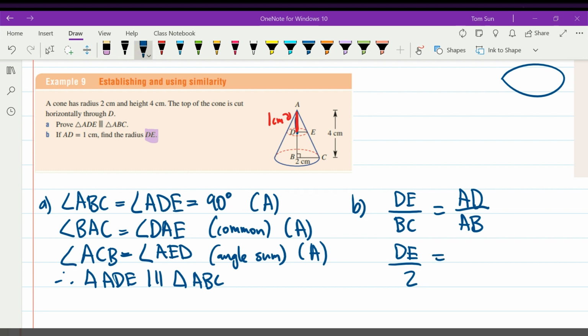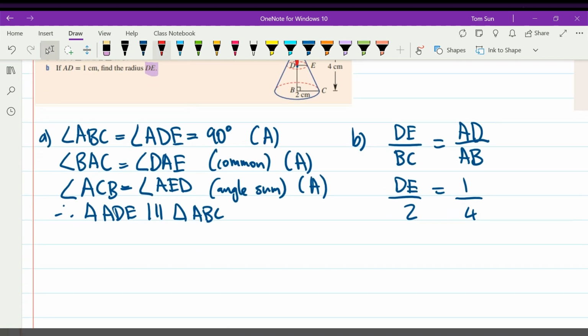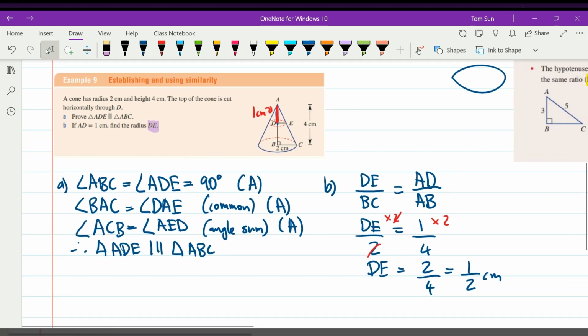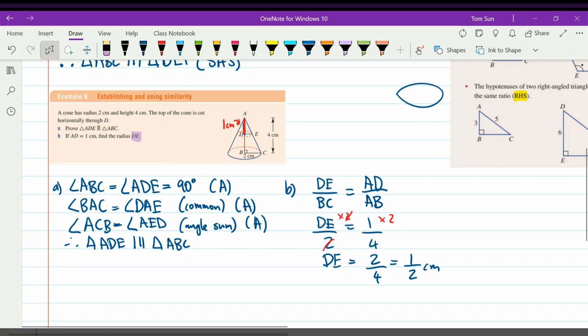Do I know what AD is? Yes, they gave it to us, so it's 1. And do I know what AB is? Yes, it's 4. Then just simple algebra: times 2 here, times 2 here, which will cancel the 2's here. And finally, DE is equal to 2 over 4, which is equal to 1 over 2 centimeters. That's all it is. That's all we have to do.